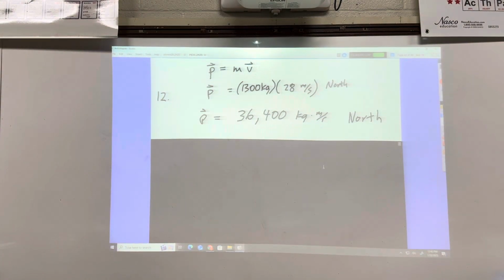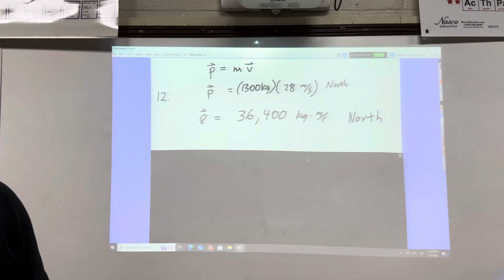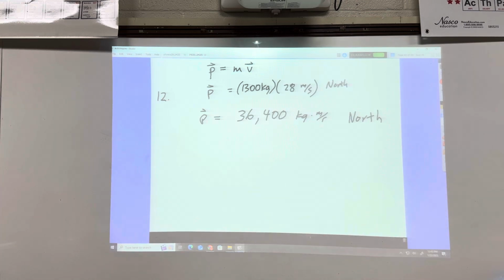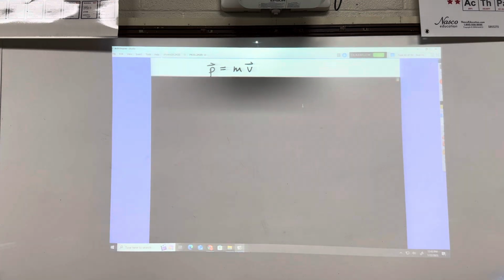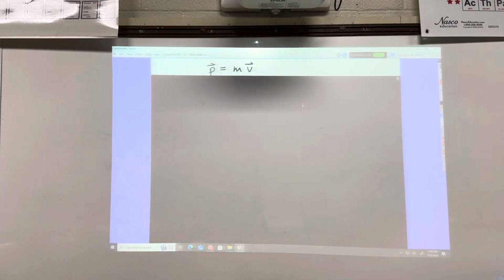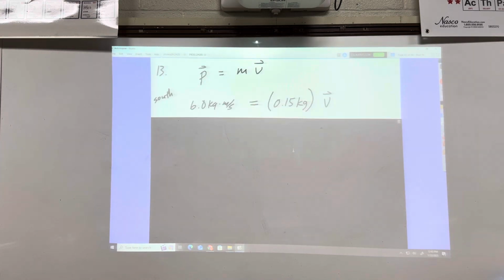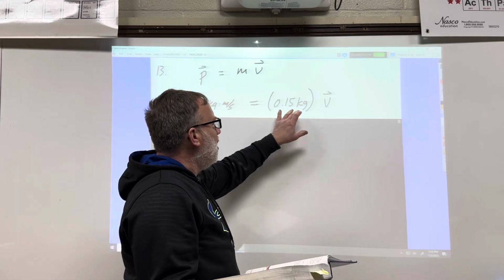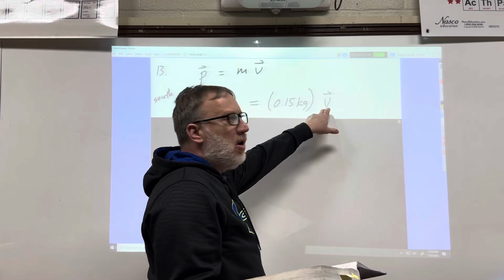Number 13. A baseball has a momentum of 6 kilograms times meters per second south at a mass of 0.15. What is the velocity? Well, this time we're looking for this guy, and we have these two. So 6.0 kilograms times meters per second goes here, and it's south. And the baseball's mass is 0.15 kilograms, so we're solving for velocity.